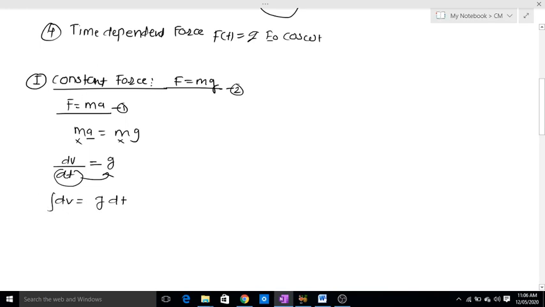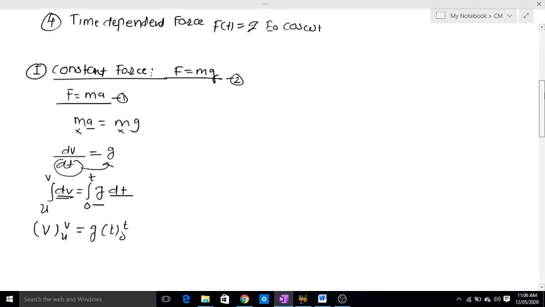Now take the integration. On the left hand side you are integrating with respect to v, where initially velocity is u and finally v. And on the right hand side, you are integrating with respect to t. Initially time is 0 and finally t. Now, integral of dv is nothing but v. This is initial, this is final. Here, g is constant, so take that constant outside of the integral, and integral of dt is nothing but t.